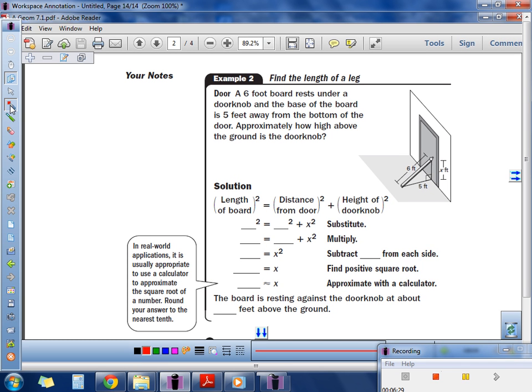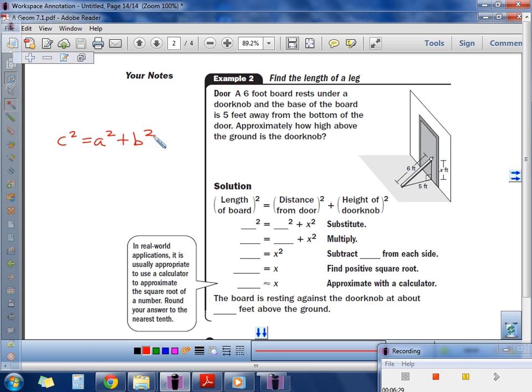So a 6-foot board rests under a doorknob. The base of the board is 5 foot from the wall. We're trying to find out how high up the doorknob is. So start off with our formula, and I'm going to write it every single time. That way you can see it over and over again.